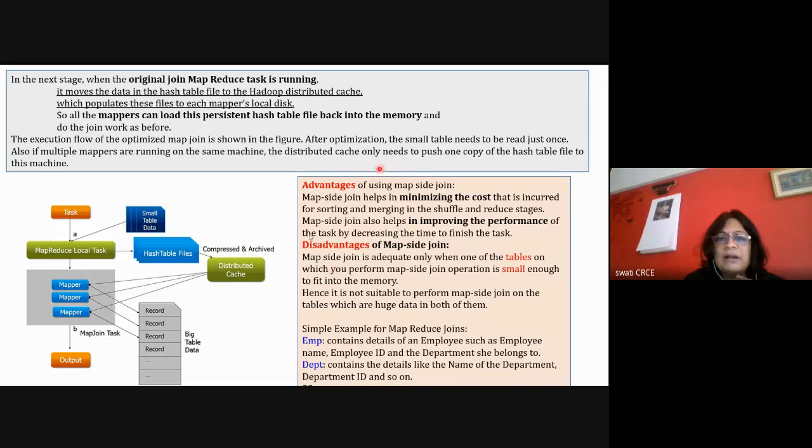As I told you, the advantage of map side join is that it minimizes the cost and improves performance, because it is very fast, because the joining is done locally at the mapper's machine. But the disadvantage is that it is possible only if one of the tables is small.